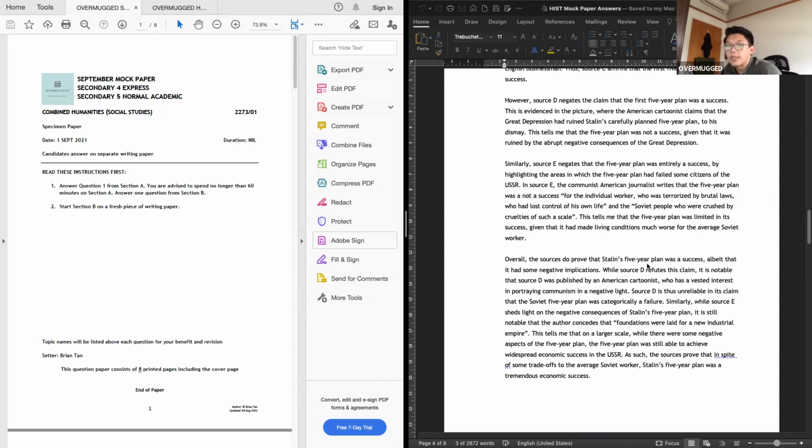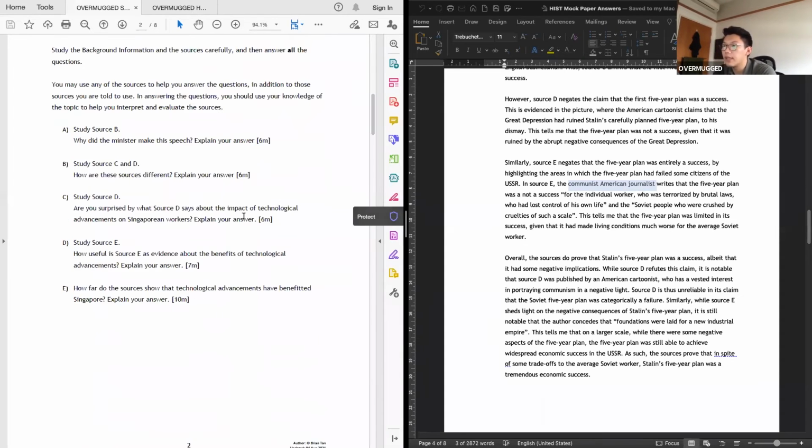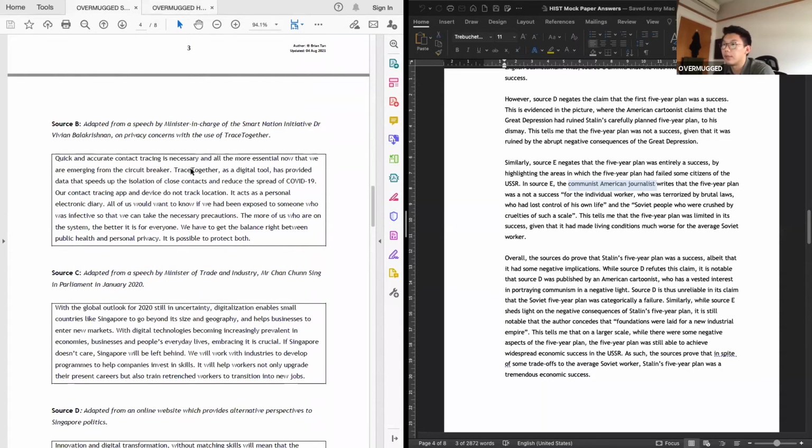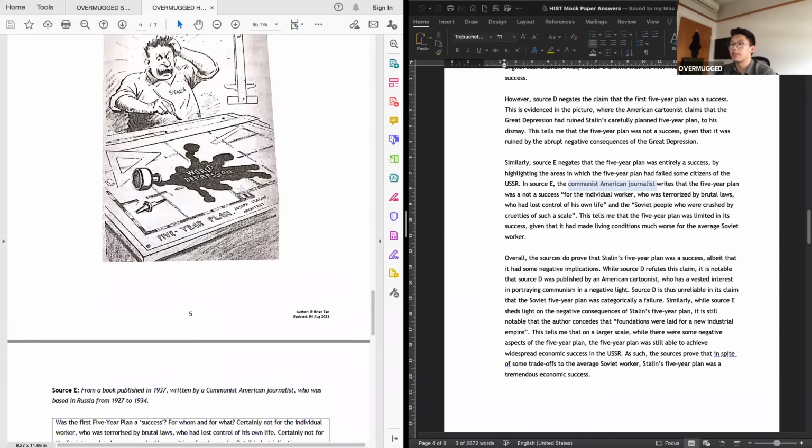Okay, so you can see here that I wrote, overall, the sources do prove that Stalin's 5-year plan was a success, albeit that it had some negative implications. So I don't completely agree with it, but I do agree with it to a significant extent. While source D refutes the claim, let's look at source D.